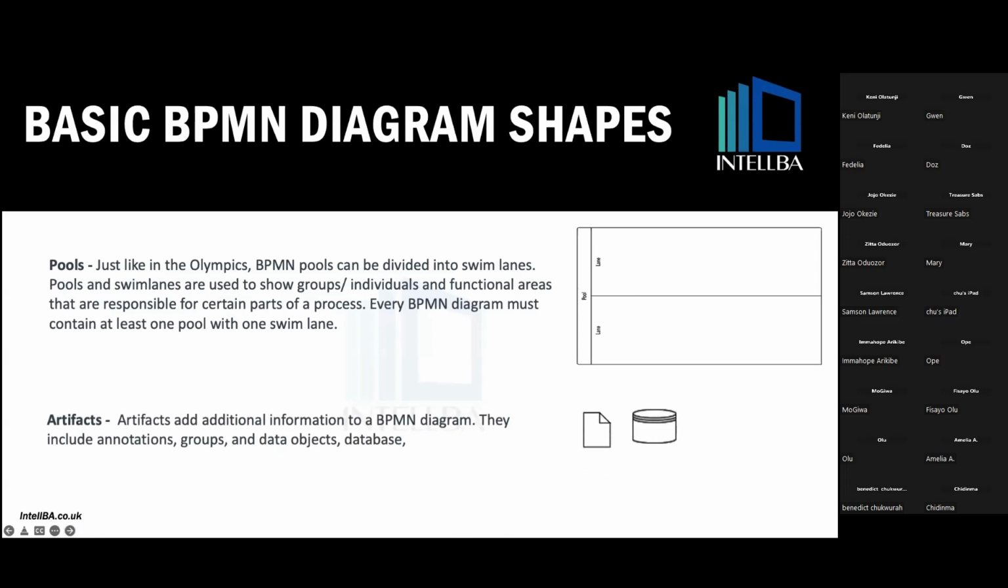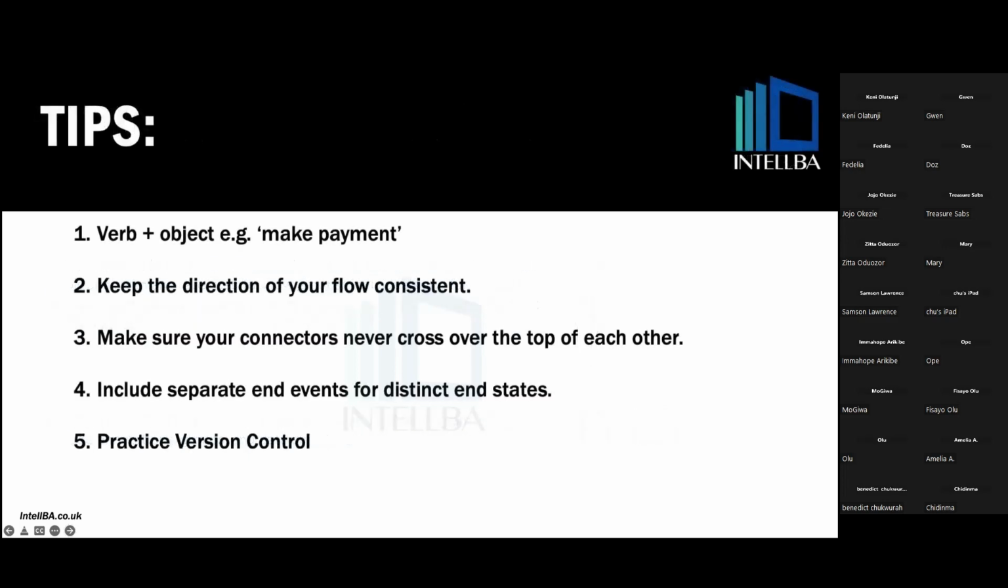And then we have other artifacts such as data. Anything you want to put that represents data, submit data, enter username, password, is represented by this symbol, that is data. And if you want to represent a database, a storage of data, okay? That is represented by that one. Another tip, verb plus object, make payment. Like I said, keep the direction of your flow consistent. Make sure your connectors never cross over the top of each other. Include separate end events for distinct end states.